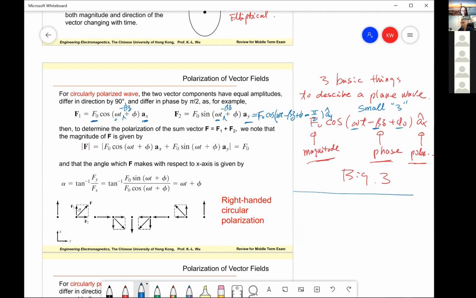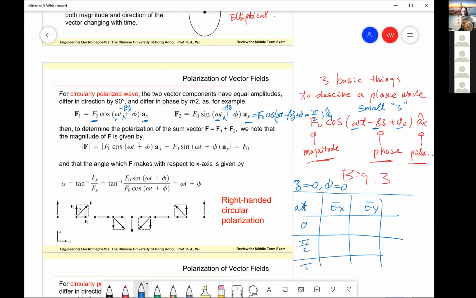Do you remember we had a table? We have the EX component, we have the EY component. Let's look at omega t, at z equal to 0. Let's assume phi also equal to 0. Then with z equal to 0 and phi equal to 0, omega t equal to 0, pi over 2, and pi. You just make a judgment from only two rows. You can know how the vectors rotate.